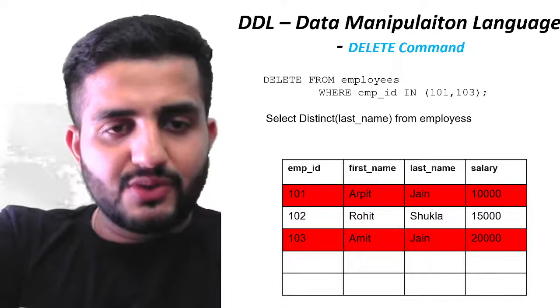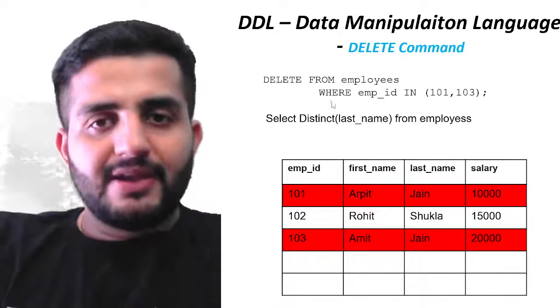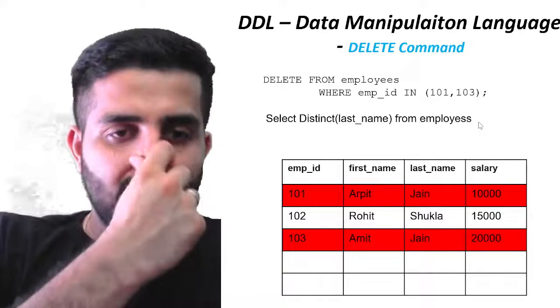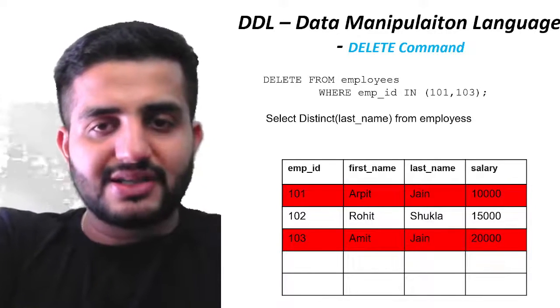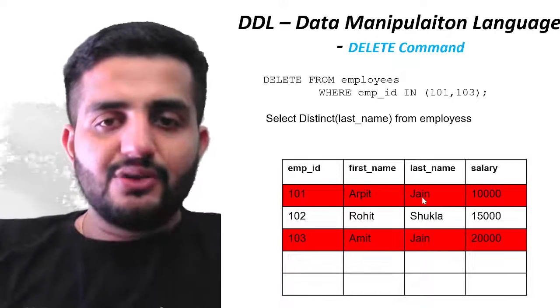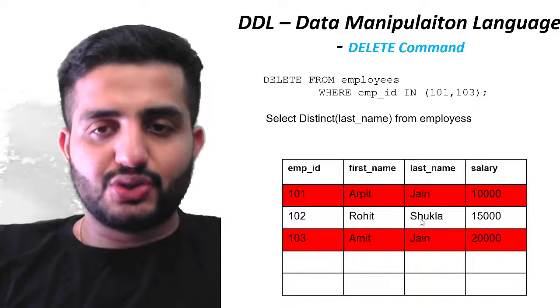Karthik, employee ID is equal to 101. मैं समझा नहीं आपका पॉइंट. ठीक है, अभी सिर्फ नीचे वाला देखो. I am just talking about this one: select distinct last name from employees. So इसमें क्या हो रहा है, Parak? You have to understand this. So distinct मतलब unique values. So unique values क्या है मेरे पास? मेरे पास specifically है Jan and Shukla, right.